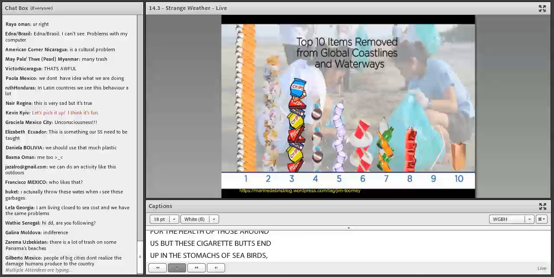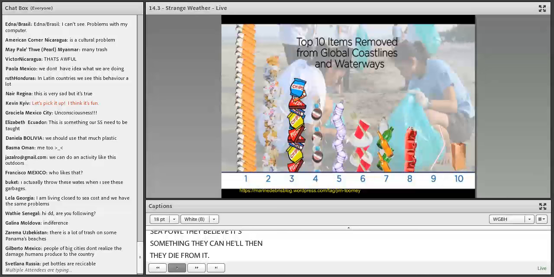You'll see that number two is plastic bags. Then we have number five, plastic bottles.